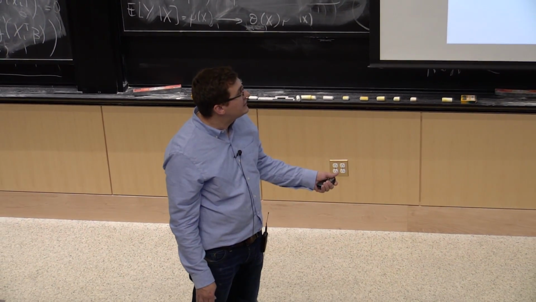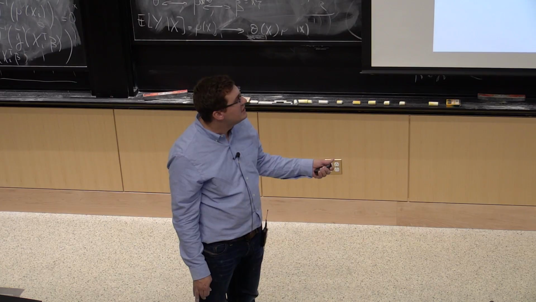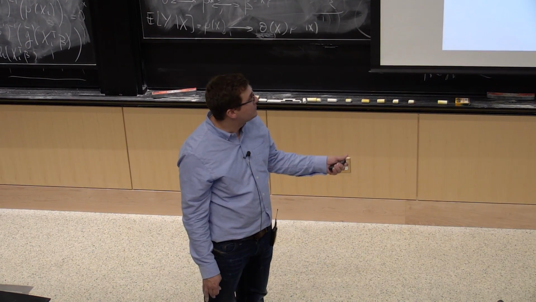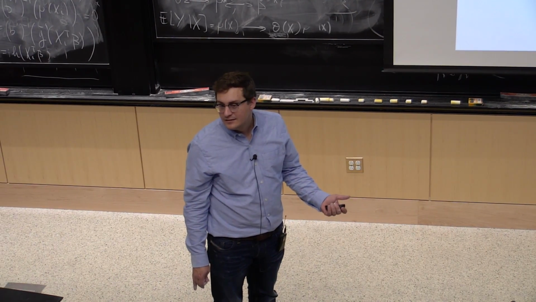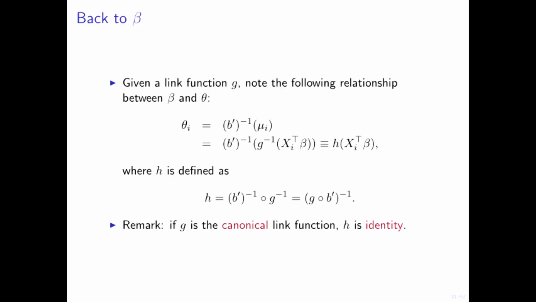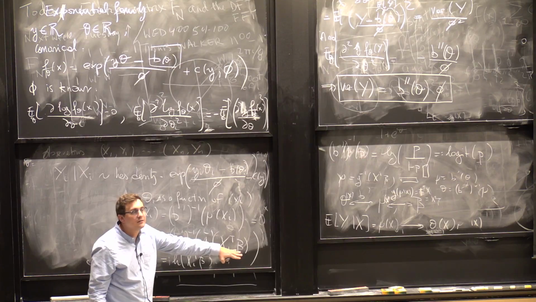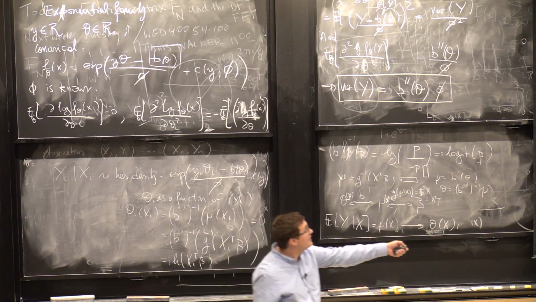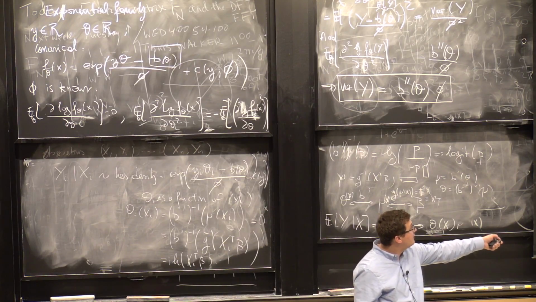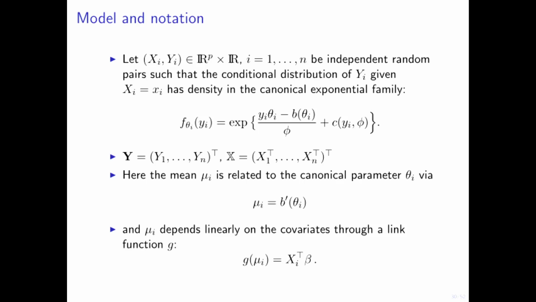Okay, and now if I have the canonical link, since I know that g is b prime inverse, this is really just the identity. So as you can imagine, this entire thing, which is actually quite complicated, does not show up when I have the canonical link. I really just have that theta i can be replaced by xi transpose beta. So think about going back to this guy here. Now theta becomes only xi transpose beta.